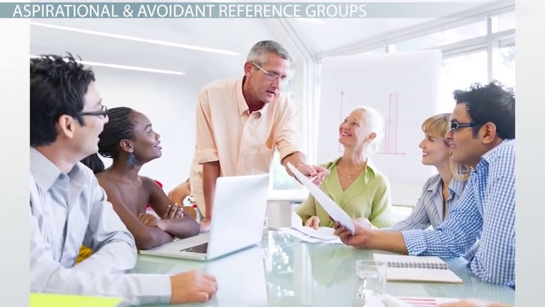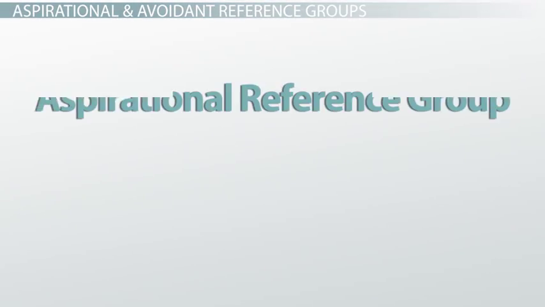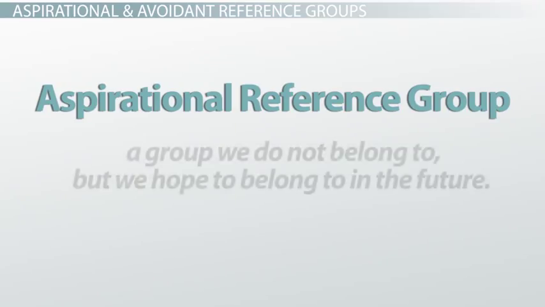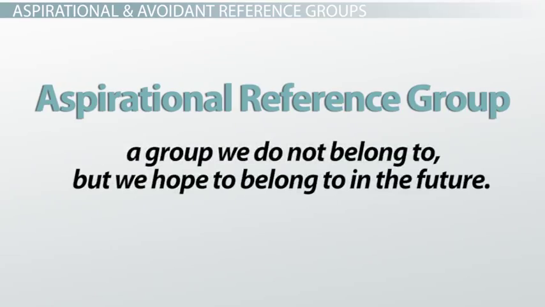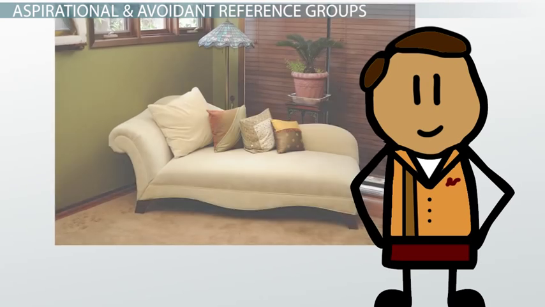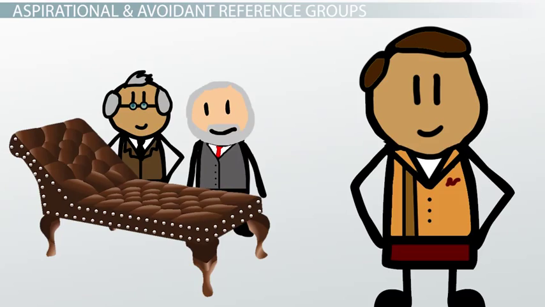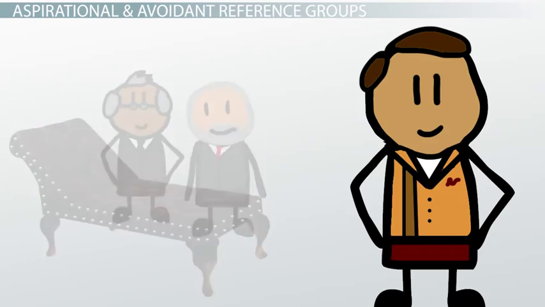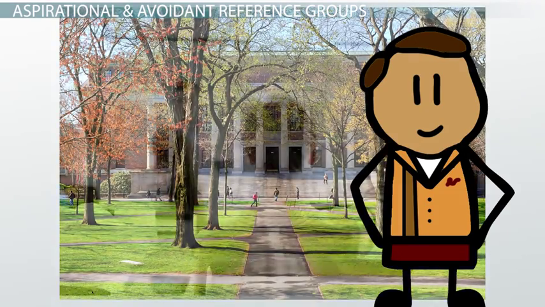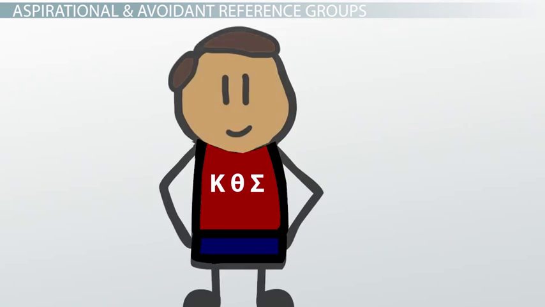We do not have to belong to a reference group in order for it to have an influence over us. An aspirational reference group is a group we do not belong to, but we hope to belong to in the future. Suppose Jim is a high school senior who is applying for college in hopes of becoming a career psychologist. He might use established career psychologists as an aspirational reference group to determine which programs he should apply to, what his undergraduate major should be, and what societies he should join.